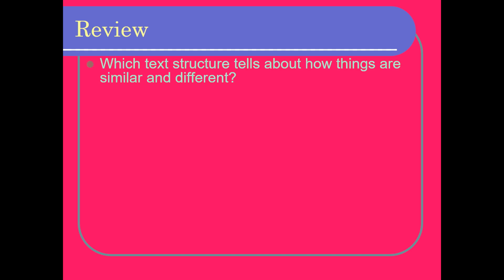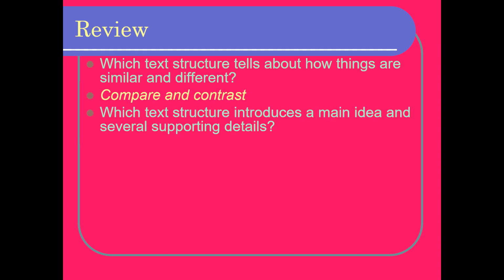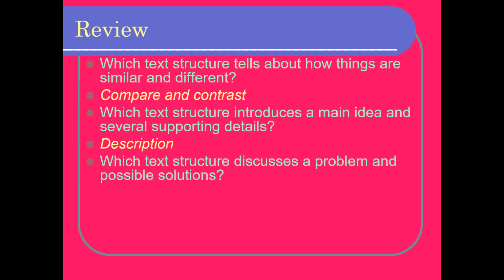Let's review some of the text structures that we've talked about throughout this year. Who remembers which text structure tells how things are similar and different? Remember, another word for similar is alike. When we're thinking about how things are alike and different, what are we doing? We're comparing and contrasting. What about this one? Which text structure introduces you to a main idea and gives several supporting details? Well, here we're just giving you a description. We're describing something. Which text structure discussed a problem and a solution? That one's easy. That text structure is problem and solution.